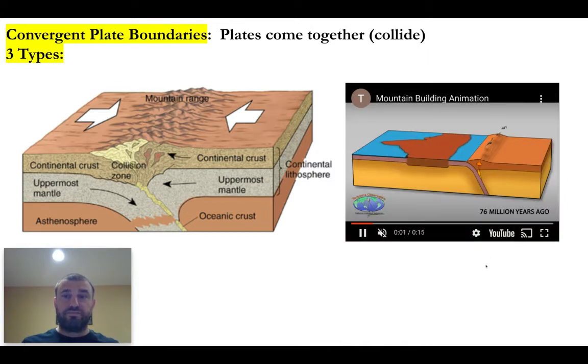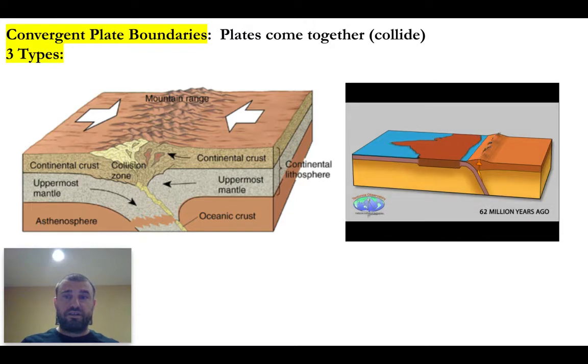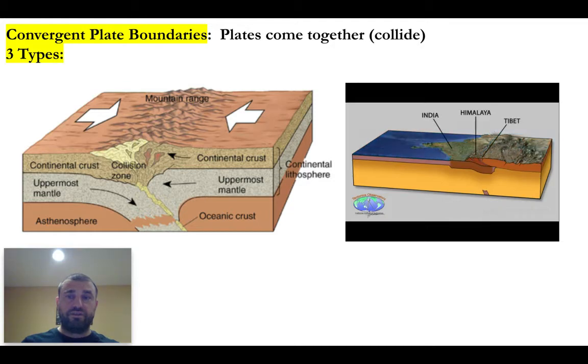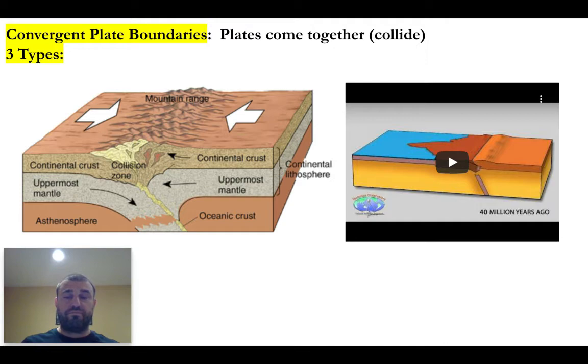So there was subduction initially, and then here comes India. India collided with the rest of Asia. The subduction stopped, and it just really lifted that entire region, forming the Himalayan mountains and what's called the Tibetan Plateau.